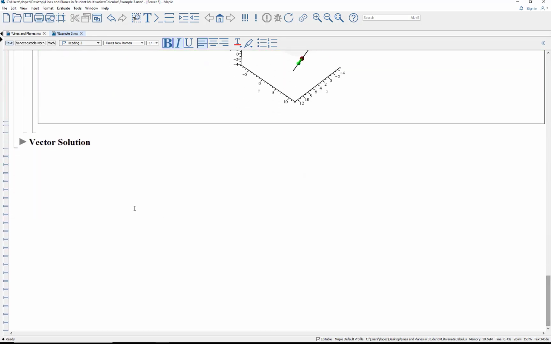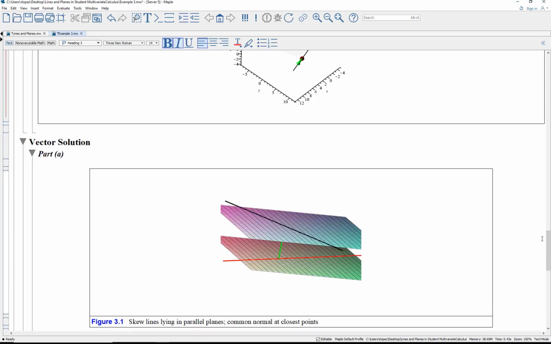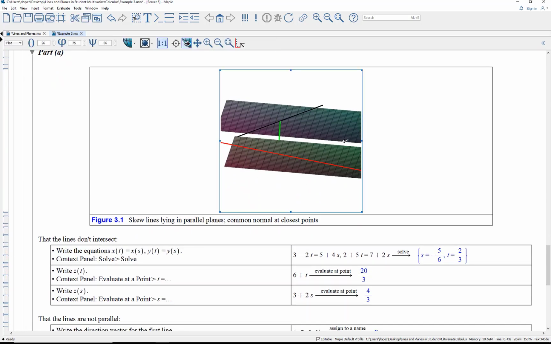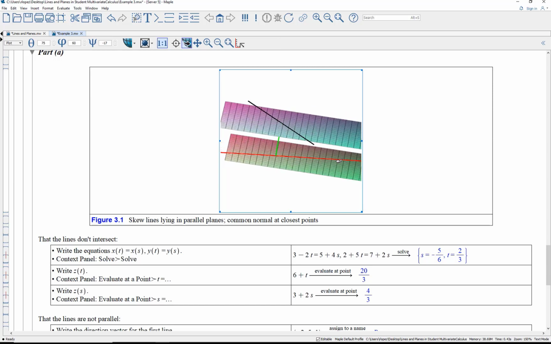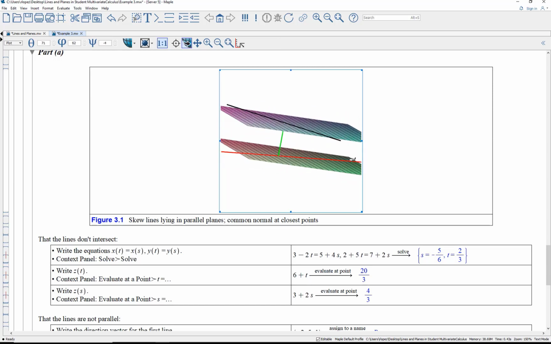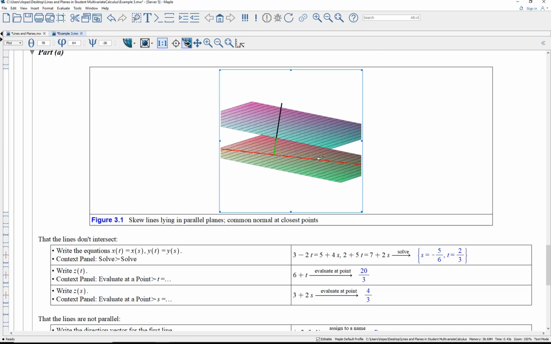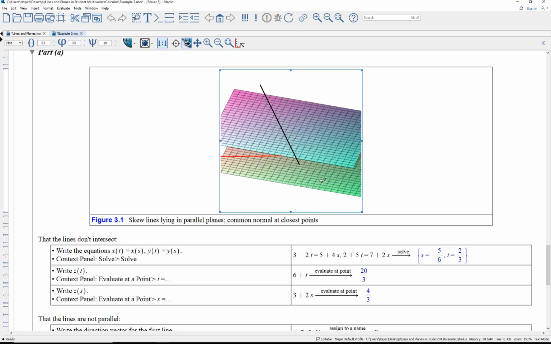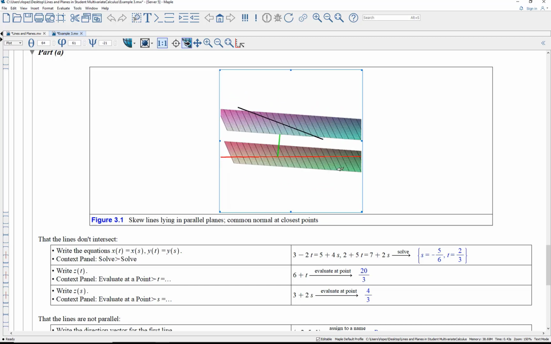The traditional vector approach to these 3 questions would run something like this. And I would suggest that this picture should start any discussion of skew lines: one line, the other line, common normal, parallel planes.